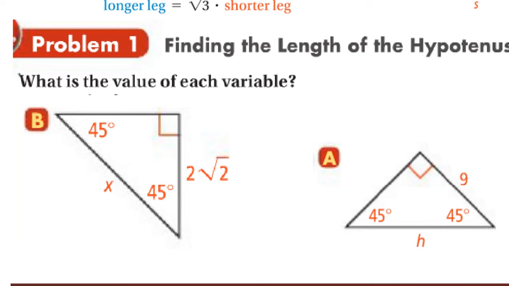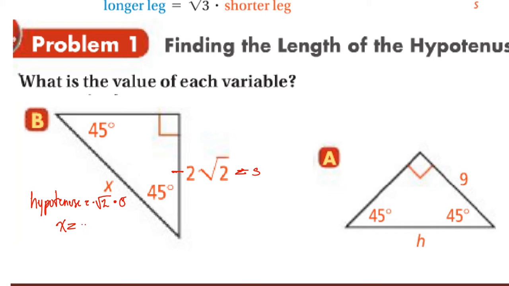For problem number one, we have two triangles, both of which are 45-45-90 triangles. By knowing that this side is 2 square root of 2, we also know the property: the hypotenuse is equal to the square root of 2 times s. So once we know what s is, we know what the hypotenuse is. It's just a matter of plugging in x.